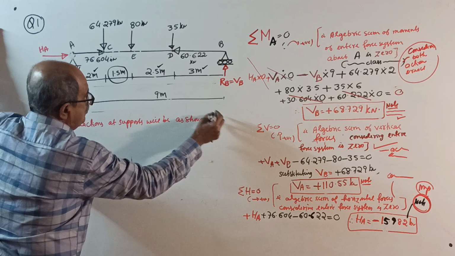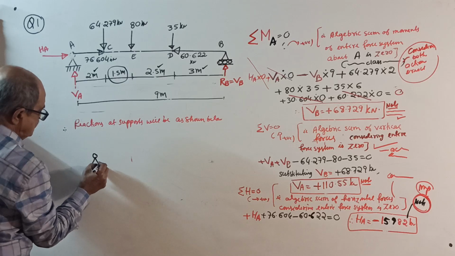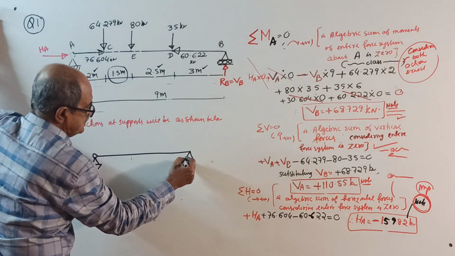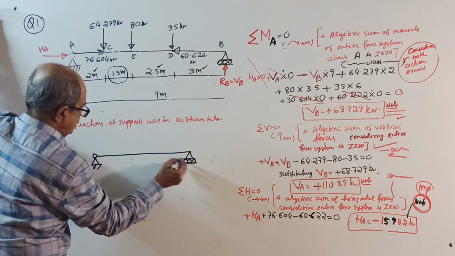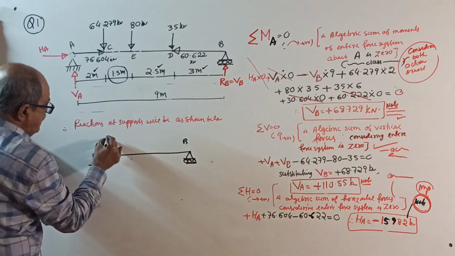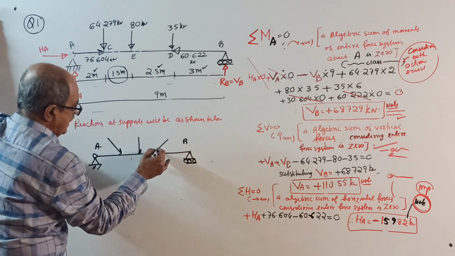As shown below. Okay. Now do one thing. See, one hinged support, one roller support, A, B. Now one note you have to make. They gave an inclined load here, a vertical load here, and an inclined load here.